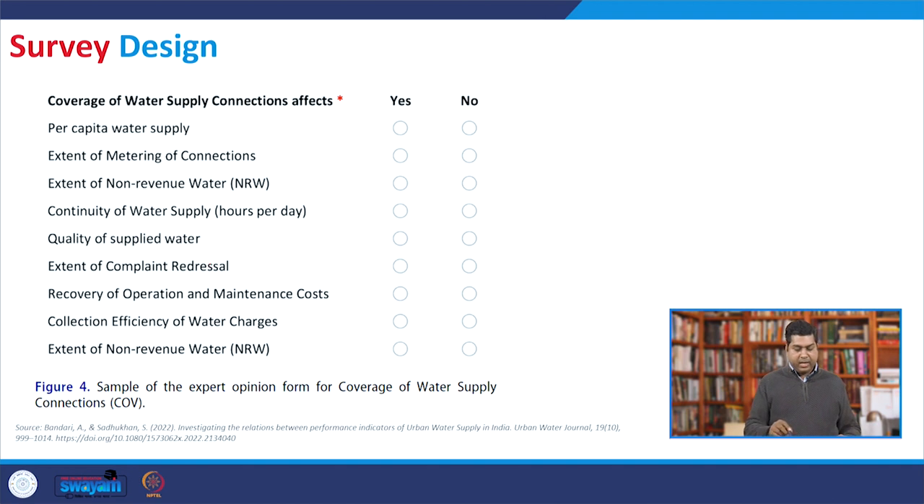So, in this case, we just have to give whether it is affecting, yes or no. This is as simple as that, and there are more such questions where we ask about this effect, like whether the per capita supply affects this, this, this or not. This is the sample of expert opinion for coverage of water supply, which is COV. This was presented to experts who have more than, say, 15 years of experience in the field of managing water related aspects.